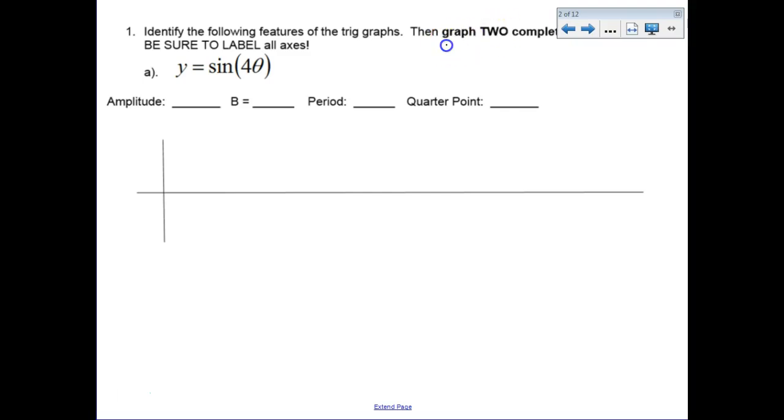Now this time, I'm going to ask you to graph 2 complete cycles because that's what I asked you to do on your post-test that we're taking next week. So let's go ahead and get practicing that. So when you find your quarter point, we're just going to have to keep counting for a while. We're going to have to go out to another set of quarter points essentially.